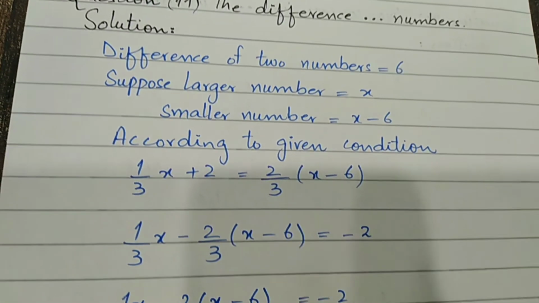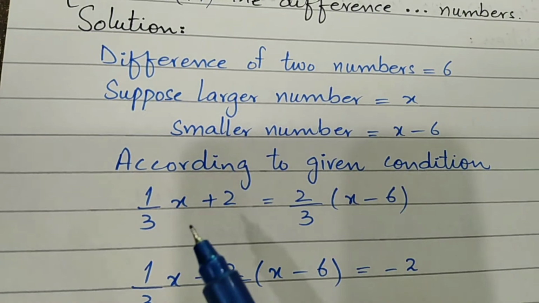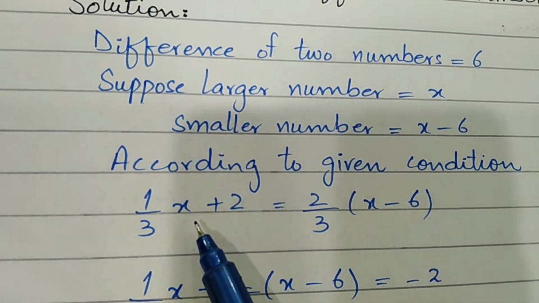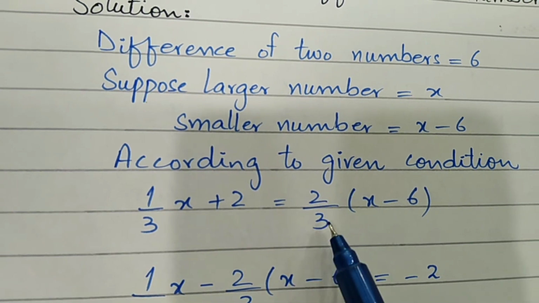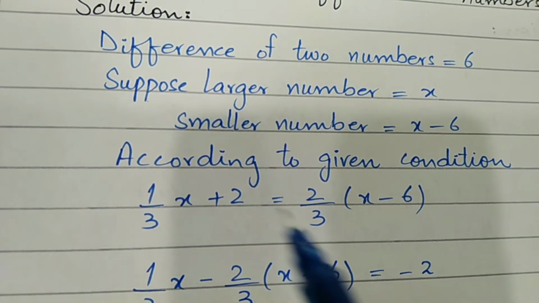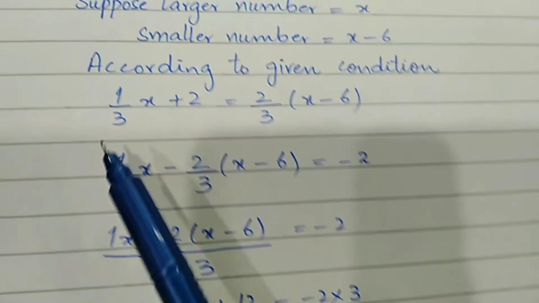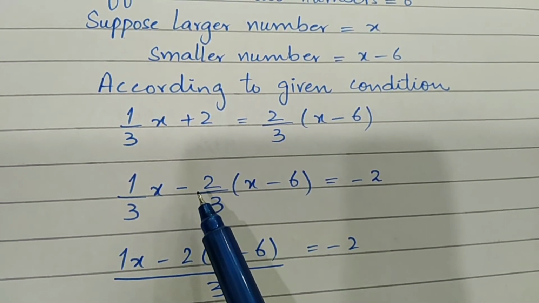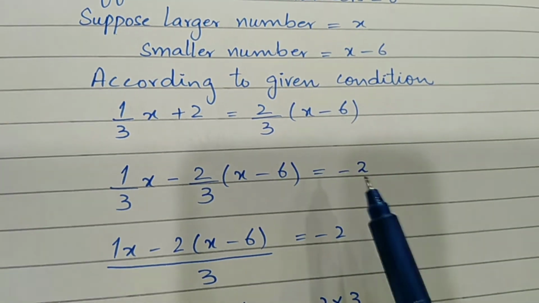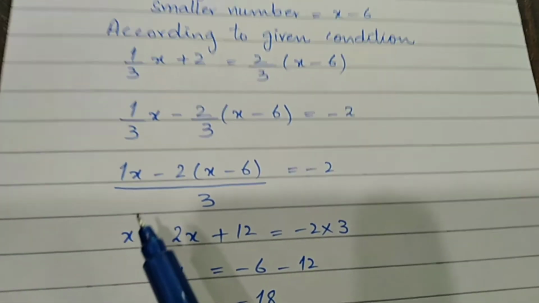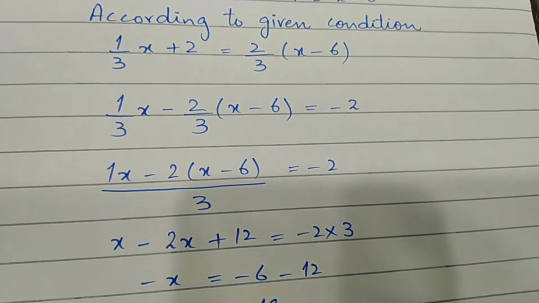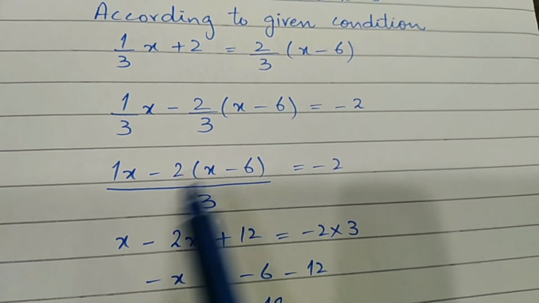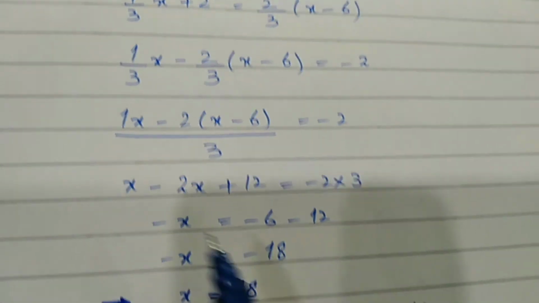Now according to the condition, the difference of two numbers is 6, and 1/3 of the larger one is smaller than 2/3 of the smaller one by 2. So 1 over 3x, and 2 over 3 times x minus 6 will become negative on the left hand side, and positive 2 will become negative 2 on the right hand side. Now their denominators are the same, so we have x minus 2 times x minus 6, over 3, equals negative 2.